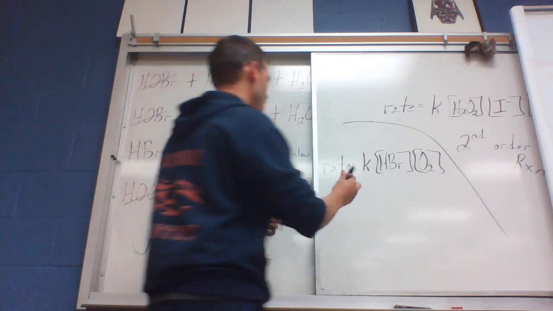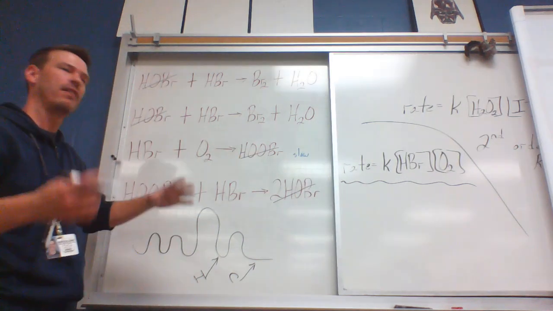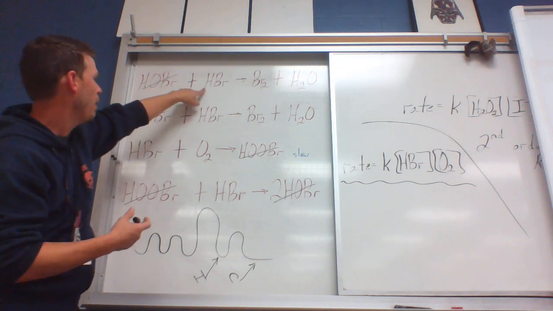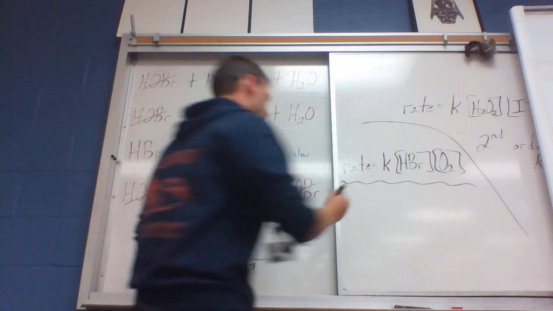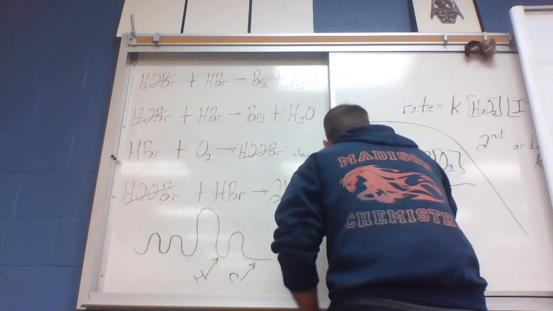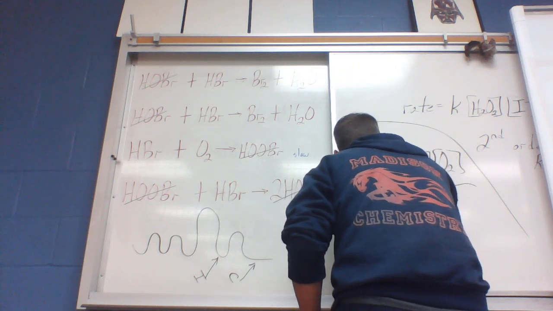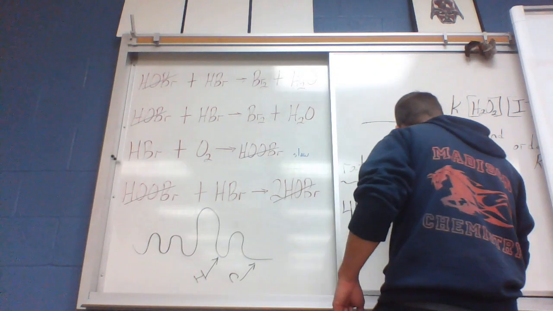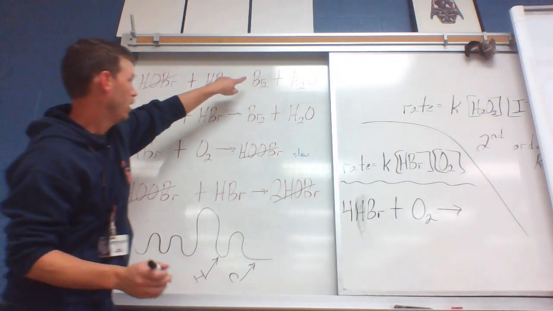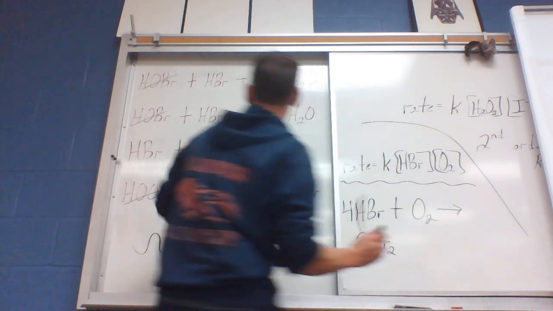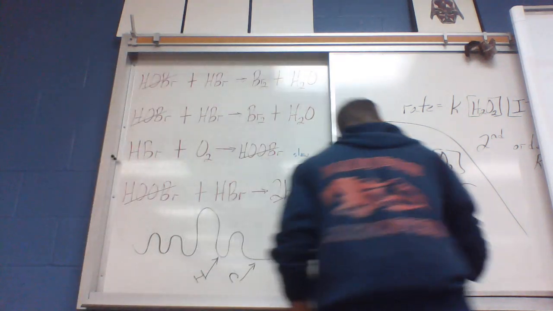Oh, I didn't write the reaction. Y'all should have yelled at me. I skipped the part where we bring down all the stuff that we didn't cross out. So what does the overall reaction look like? Well, look, how many HBrs are there? There's 4. All right, what other reactant do you see? O2. And that's producing 2 Br2s and 2 waters.